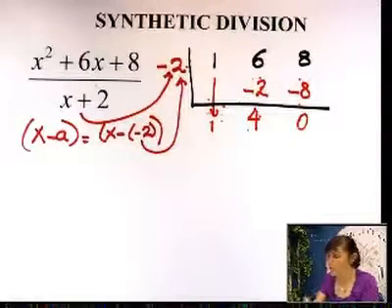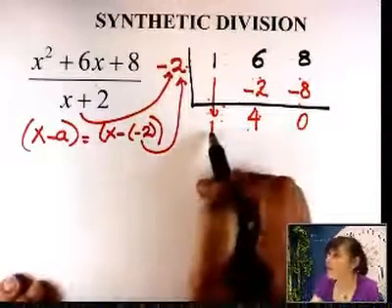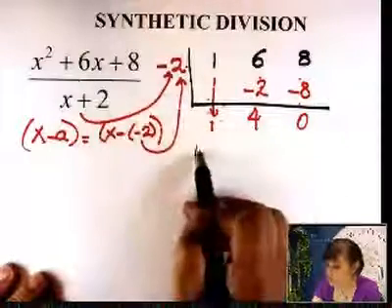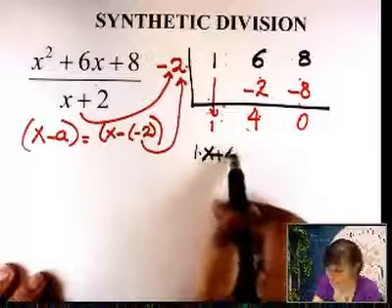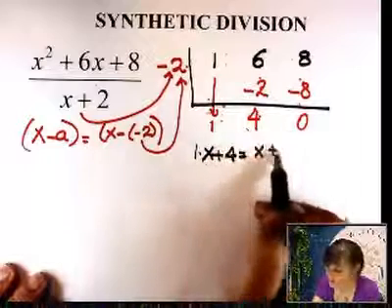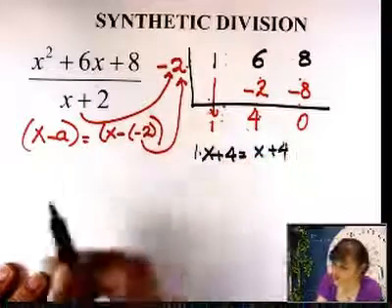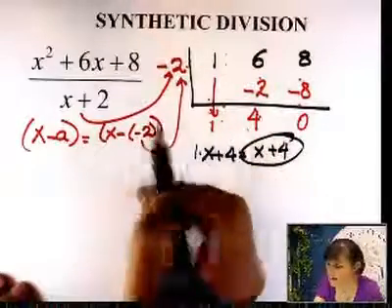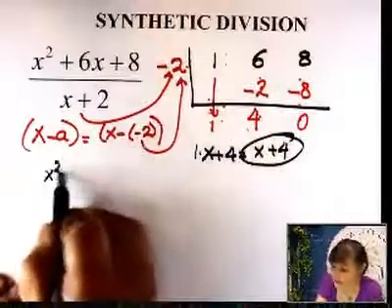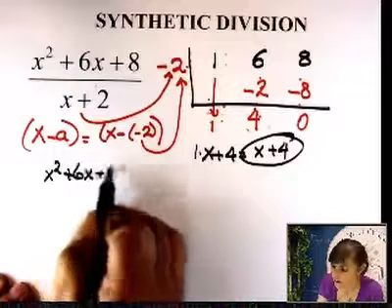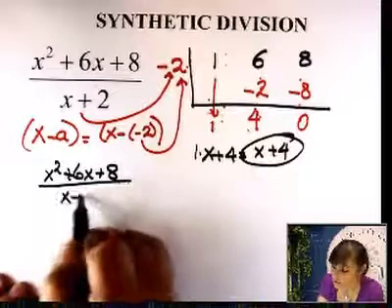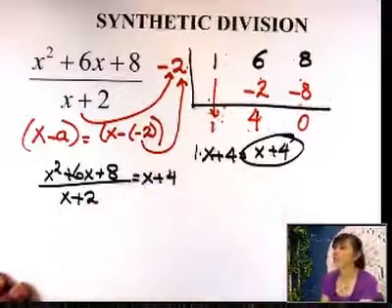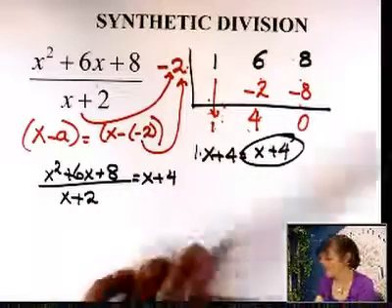Remember how this works? This has to be a polynomial with 1 less degree. It was x squared, so it's going to be 1x plus 4, which is the same as x plus 4. So this is the answer to this problem. x squared plus 6x plus 8 divided by x plus 2 is simply x plus 4 with the synthetic division.